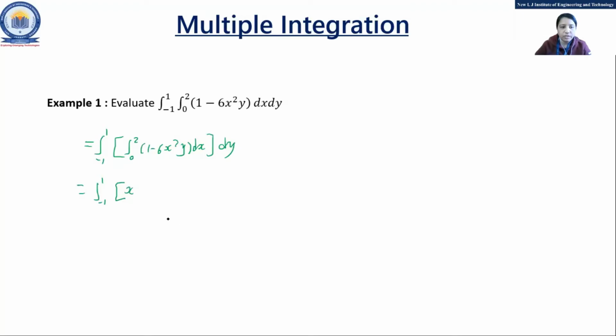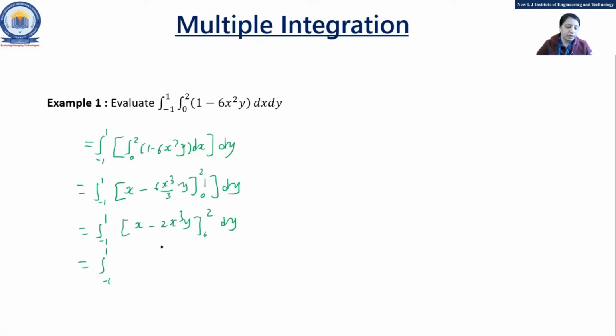Okay, so how will it come? x minus 6x cube by 3, that is 2x cube y, with y constant, and limits are 0 to 2, dy. Here you can see 3 into 2 is 6. So x minus 2x cube y, 0 to 2, dy. Fine. Now minus 1 to 1. Now just apply the upper and lower limit.